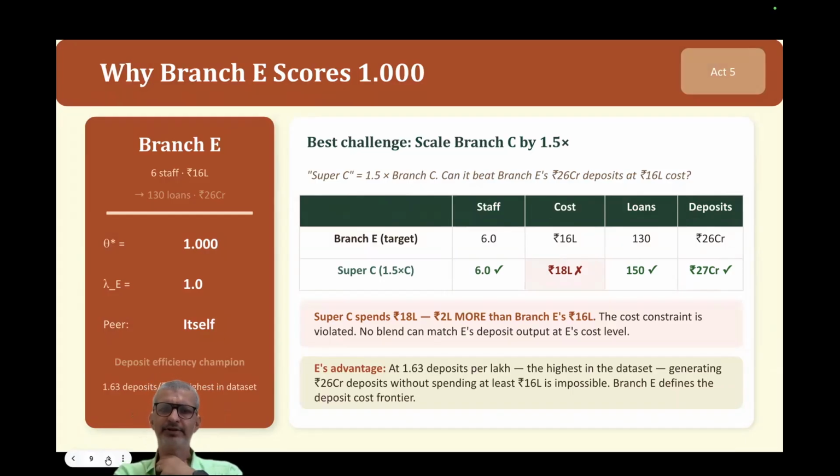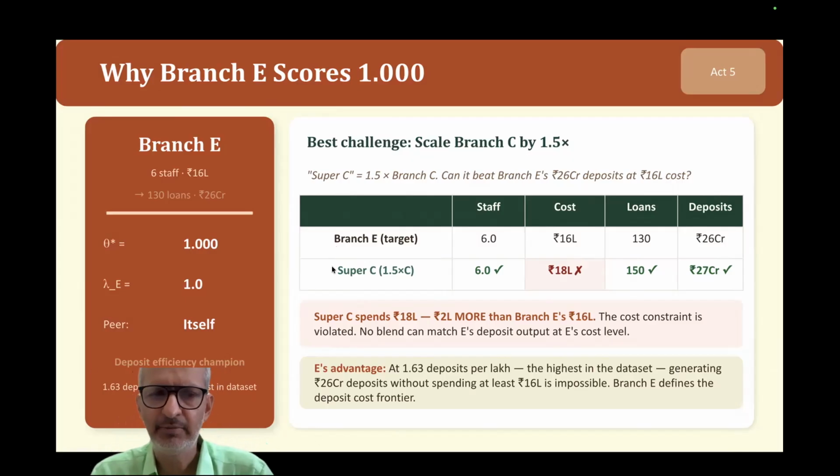The deposits is 26 crores. Cost is 16 lakhs and staff is 6. Now, if we have to compare branch E with branch C, let's multiply all the inputs and outputs of branch C by 1.5 so as to make it comparable, because branch C has 4 staff members, whereas branch E has 6.